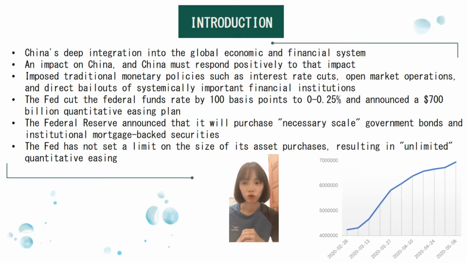as well as institutional commercial paper into the purchase category. The Fed has not set a limit on the size of its asset purchases, resulting in unlimited quantitative easing. In practice, this round of quantitative easing has already exceeded the $700 billion originally announced. The Fed has expanded unlimited quantitative easing by almost $3 trillion in quite a short period of time, as of May 8th, and its balance sheet has reached an all-time high of $6.9 trillion.